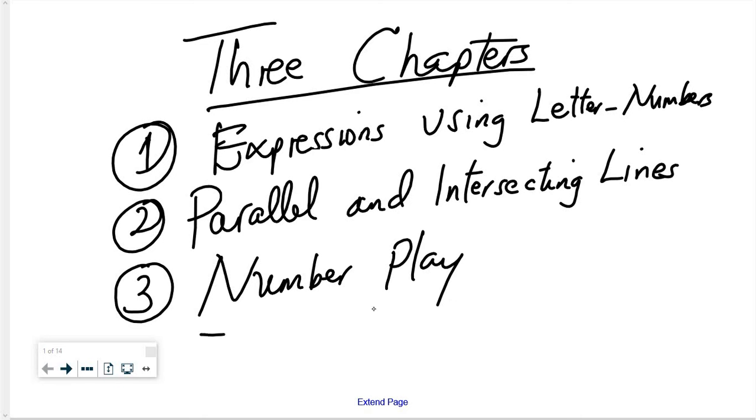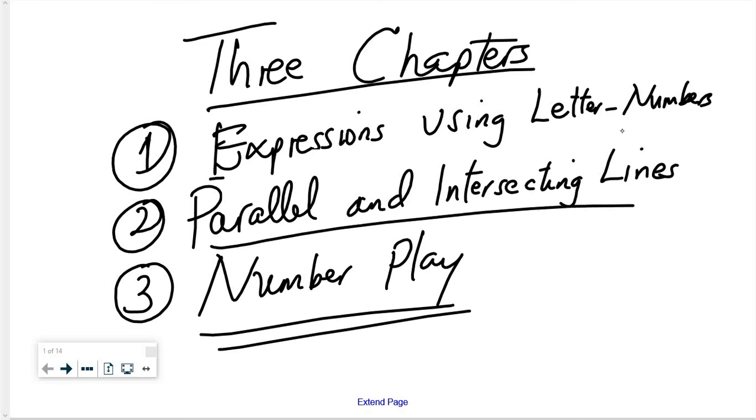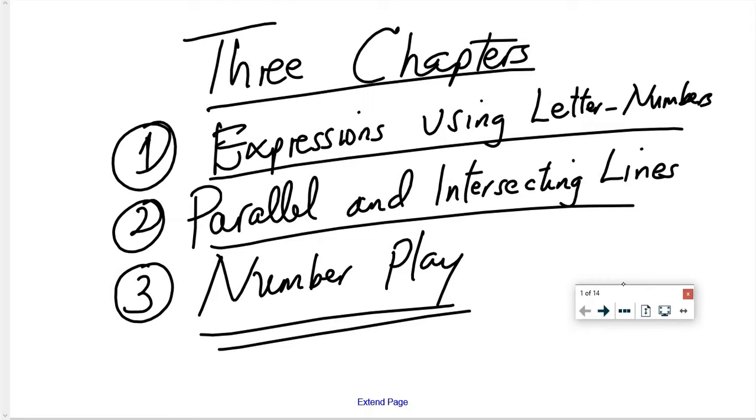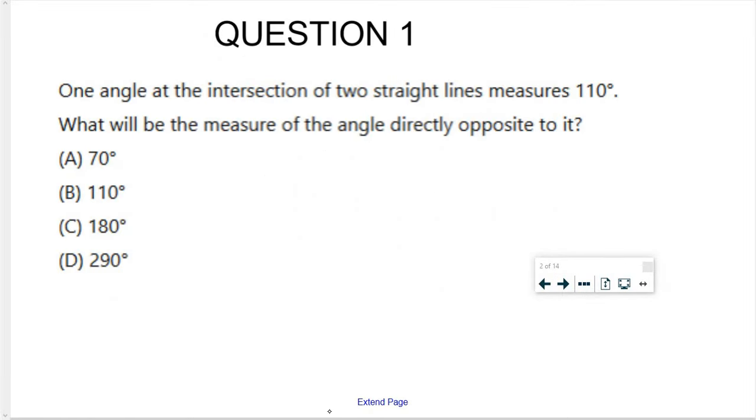All right, so these are the 3 chapters which we are going to revise just quickly, and we are not going to discuss every single question because these chapters are very lengthy. So without delay, let us get started.